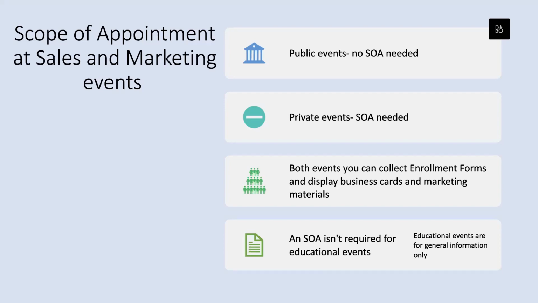Scope of appointments at sales and marketing events. You don't need to obtain a scope of appointment at sales events and marketing appointments open to the public. So suppose the event is unavailable to the public; in that case, you'll need to obtain a scope of appointment for each person in attendance. At these events, you can collect enrollment forms and display business cards. These events are popular leading up to AEP, which is the annual enrollment period, and the Medicare Advantage open enrollment period, which is the OEP. Scope of appointment isn't required for educational events, and educational events are for general information only.